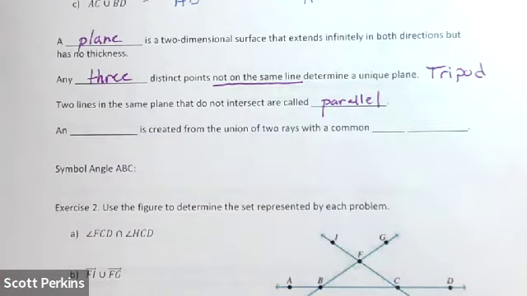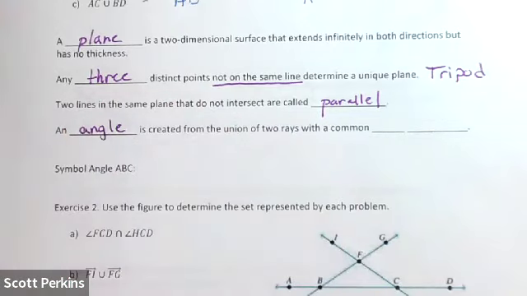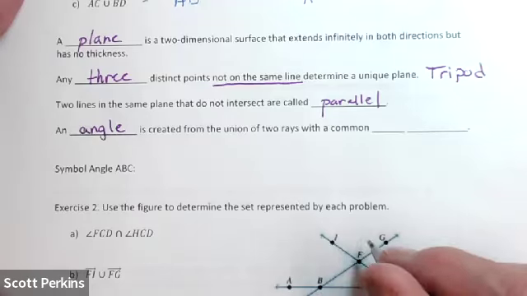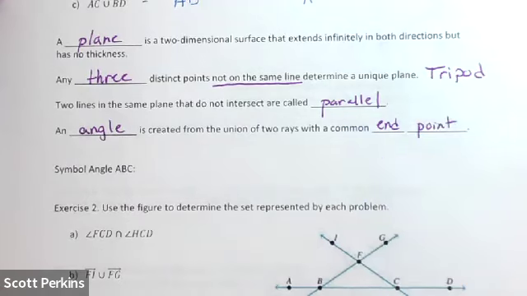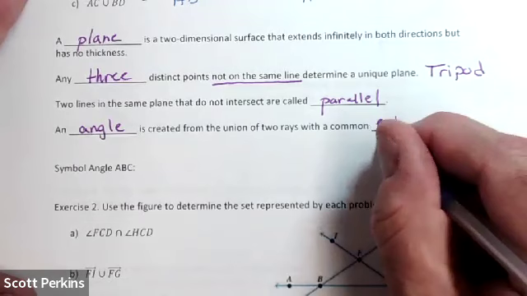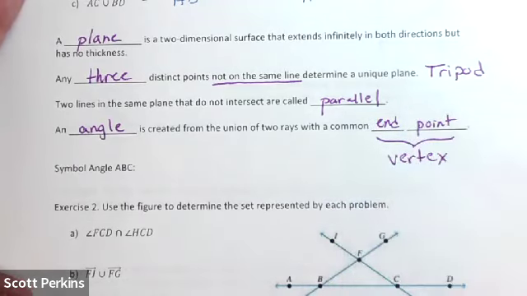And then the final thing in a plane, the final figure that we're going to talk about and play around with, and it gives us the opportunity to do some more interesting questions, an angle is created from the union of two rays with a common endpoint. So if you have two rays that both start at the same endpoint, then you have what's called an angle. That endpoint that the rays share is called the vertex of the angle.